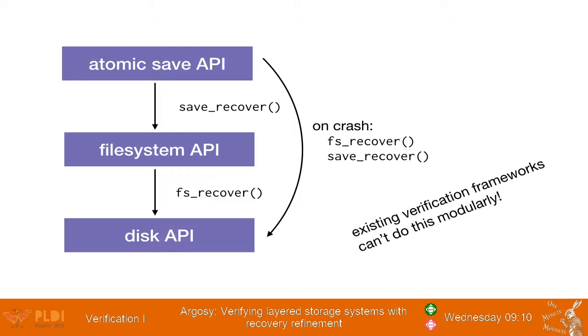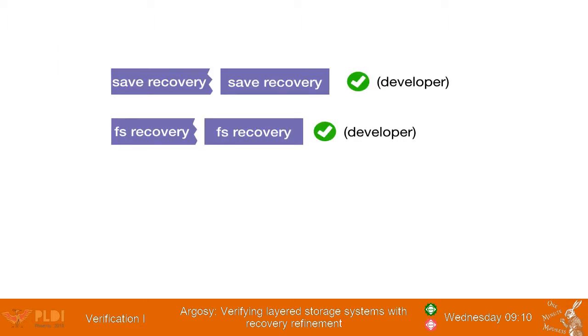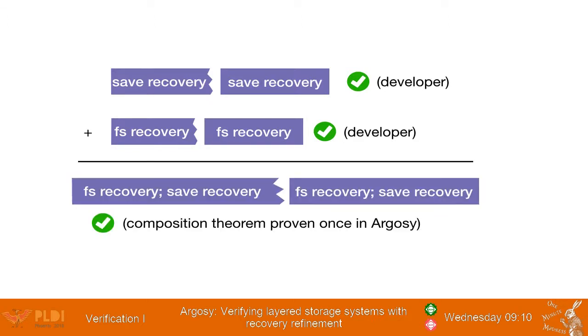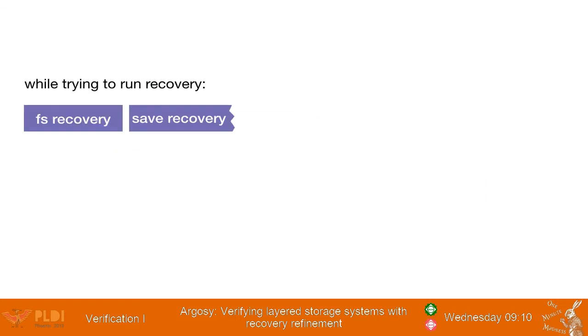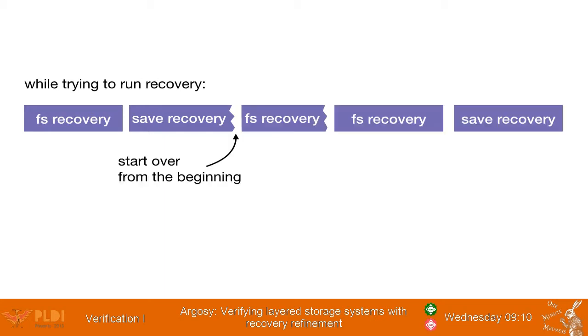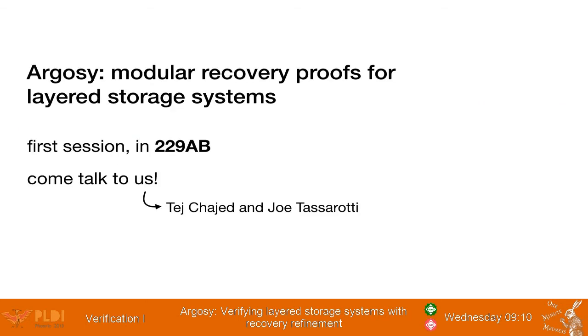This is where our framework, Argosy, comes in. In Argosy, the developer proves each recovery procedure correct separately, and the framework has a composition theorem that shows the combined recovery is correct. Why would multiple recovery procedures be hard to reason about? The trouble is that the system might crash during recovery itself. When this happens, we have to start over from the bottommost layer. To see how our solution works, come to our talk.